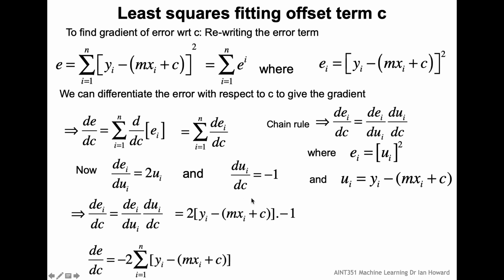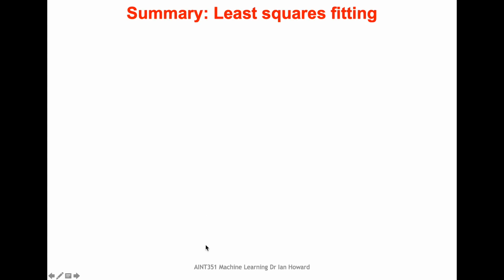Then what we do is we pop it back into the sample derivative with respect to c. Now we put that into the sum again. So we put the sum back in, we take the 2 and the minus outside, and we end up with minus 2 sum across i equals 1 to n of this yi minus mxi plus c.